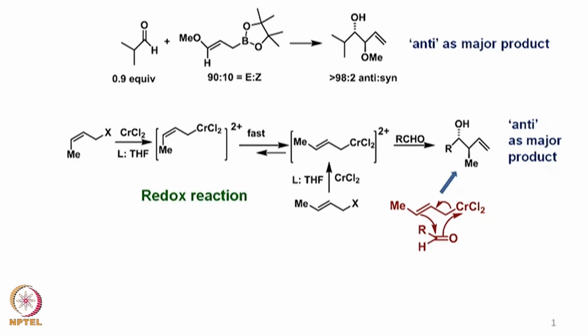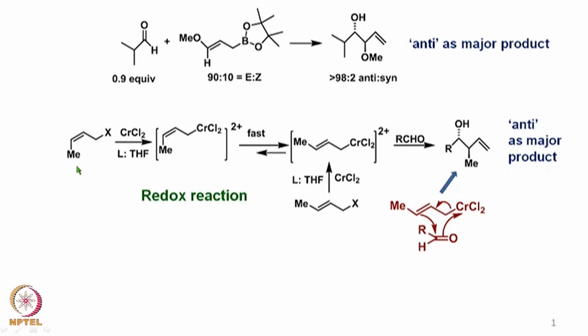But before that, as you can see, we have some examples. If we start with an aldehyde of this kind and react with the allyl boronate of this type, in which the double bond has a mixture of E and Z isomers, in which the E isomer is dominating, that is 90:10, then when the reaction occurs, we get the corresponding homoallyl alcohol as the product, in which the anti-syn ratio is 98:2. That means anti product is the major product.